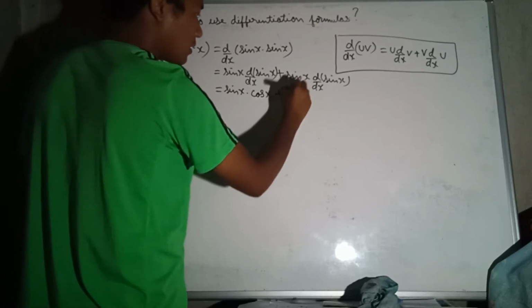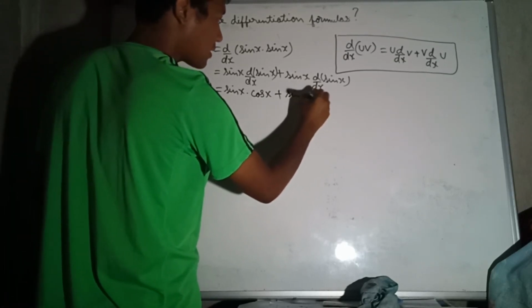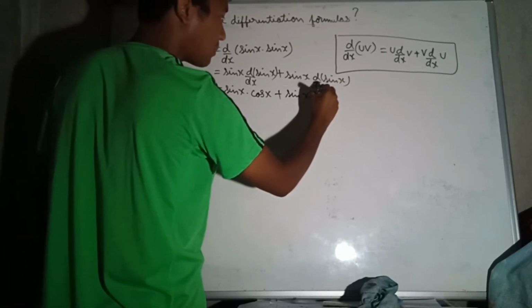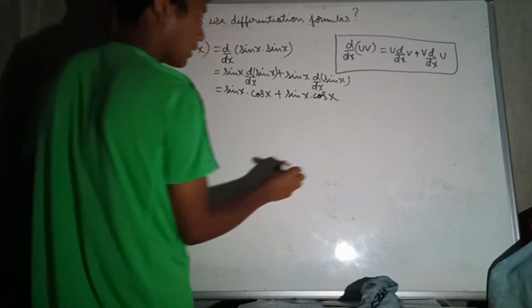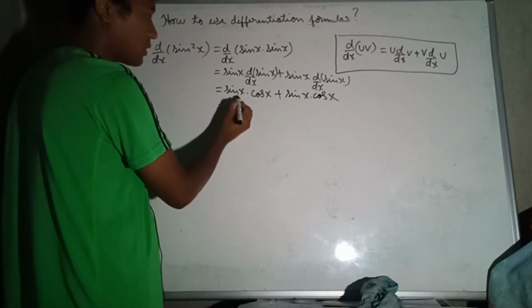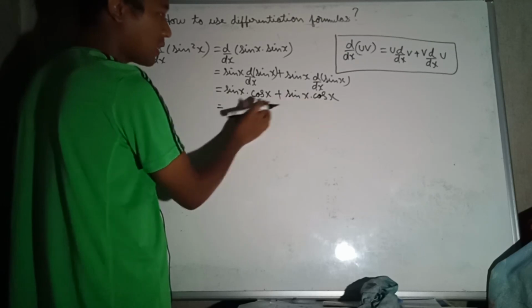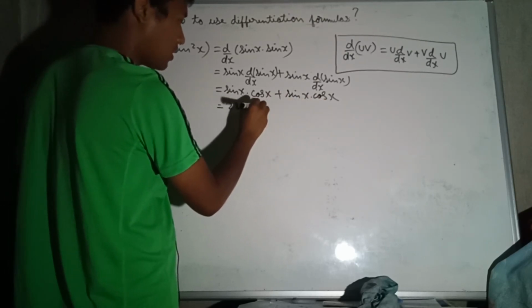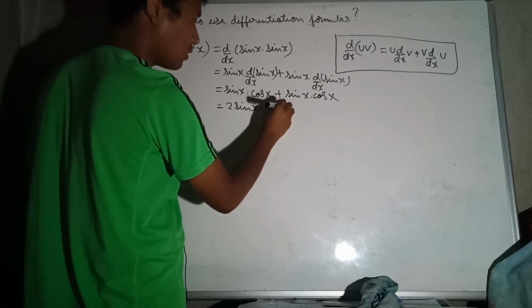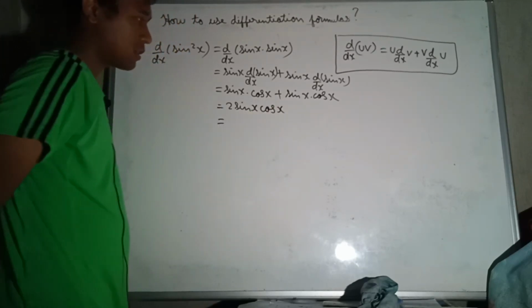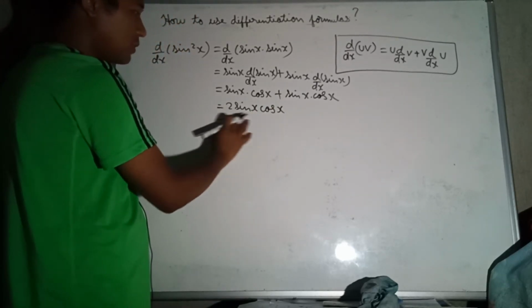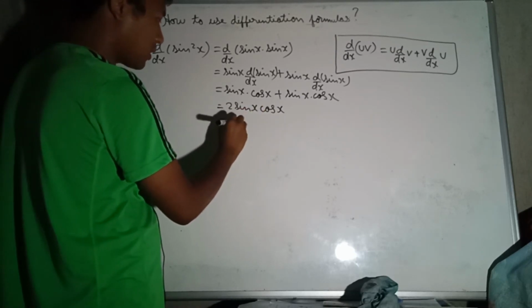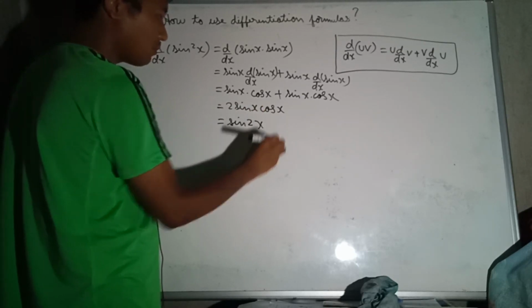So plus sin x into d/dx of sin x, which is cos x. So this is equal to sin x cos x plus sin x cos x, adding them gives 2 sin x cos x. So this is equal to 2 sin x cos x, which is sin 2x.